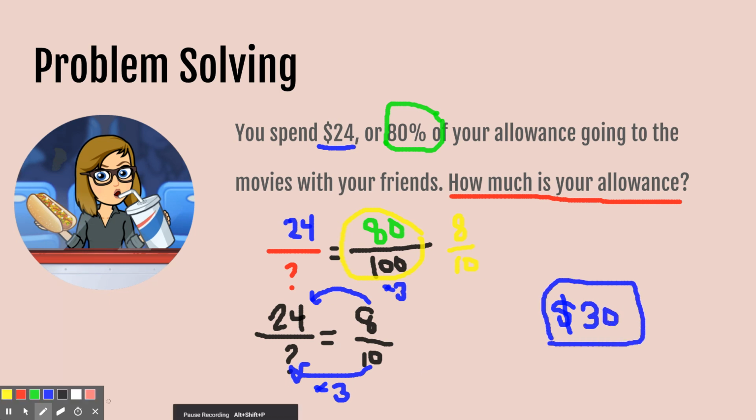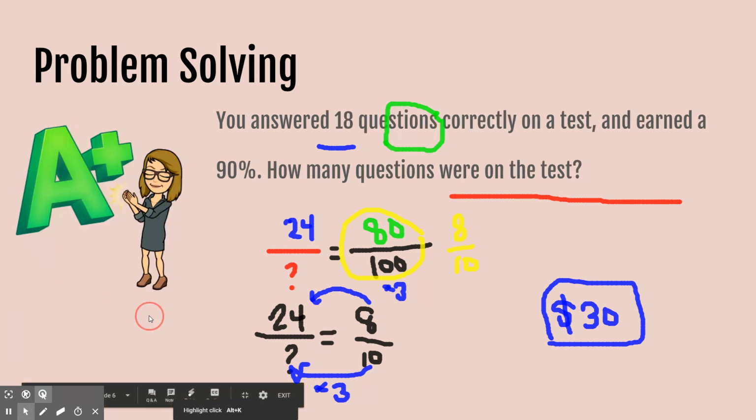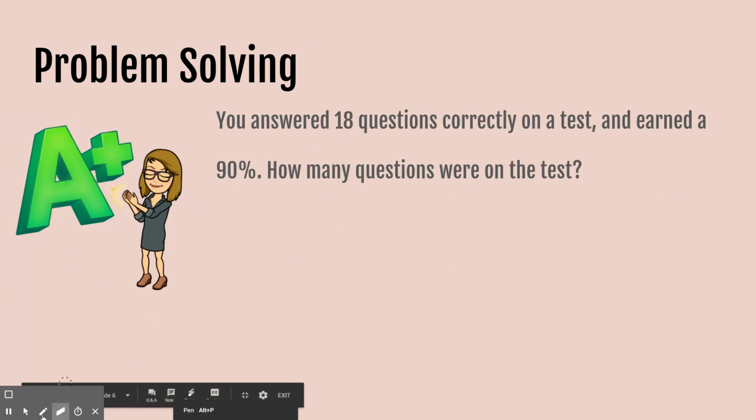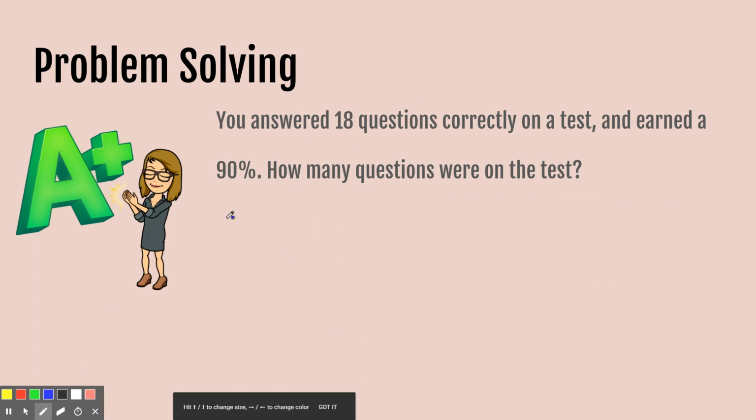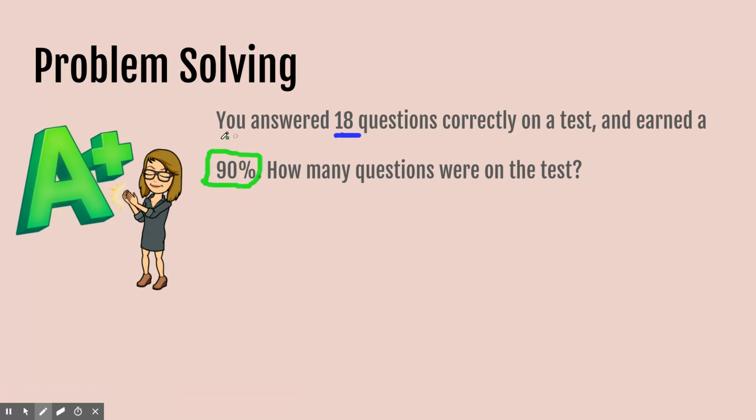Okay. So here's just another one. It says you answered 18 questions correctly on a test and you earned a 90%. How many questions were on the test? So you answered 18 of them and you got a 90. So obviously you didn't answer every single one or you would have gotten 100. So this is the part. And my percent is my grade. You earned a 90%. And I want to know how many total questions on the test. So this is the whole that I'm trying to figure out.